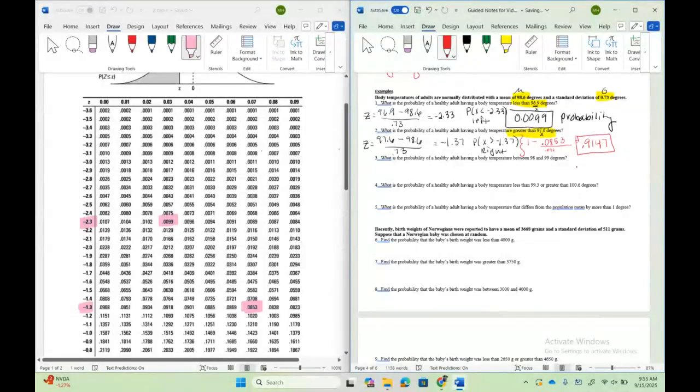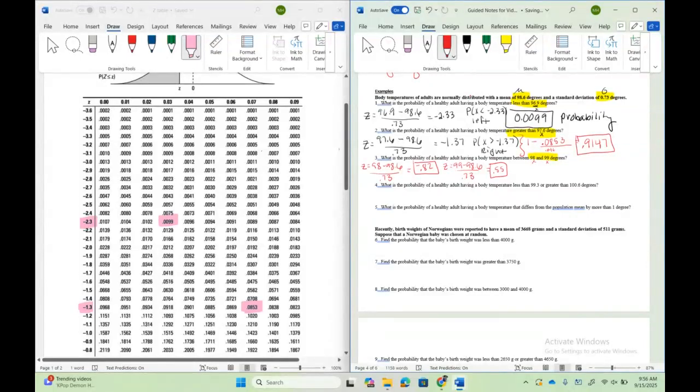What is the probability of a healthy adult having a temperature between these two numbers? Since I have 2 x values, 98 and 99, I'll have 2 z-scores. For my first z-score, I'm going to do 98 minus 98.6 over 0.73. My first z-score is negative 0.82. My second z-score is 0.55.